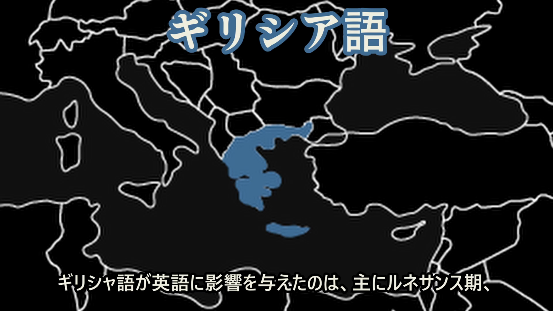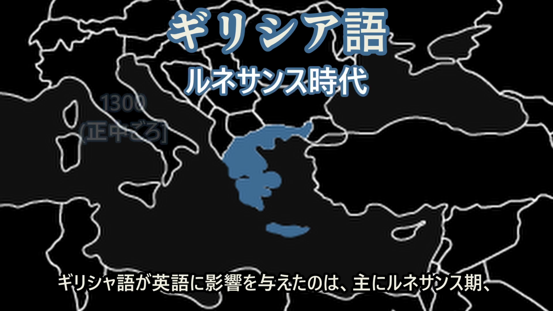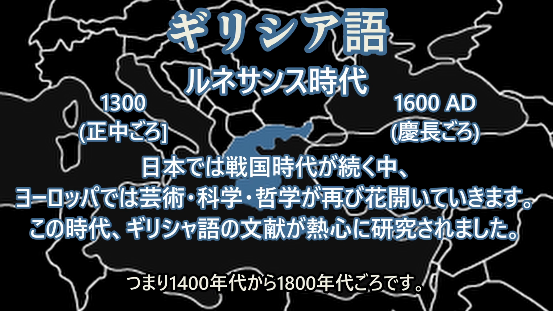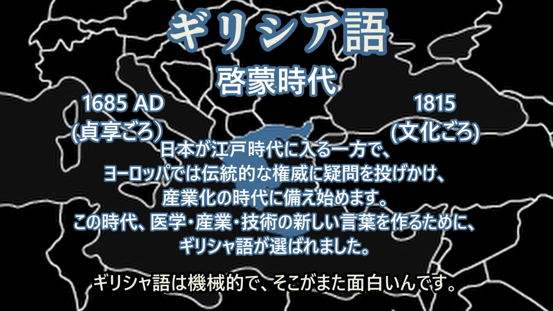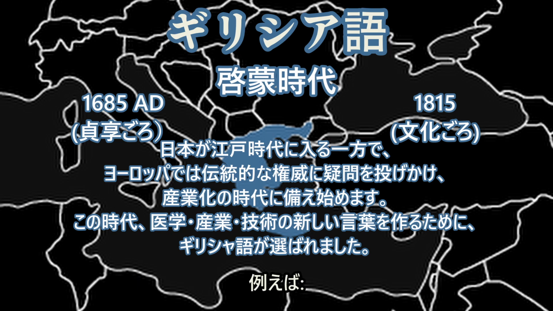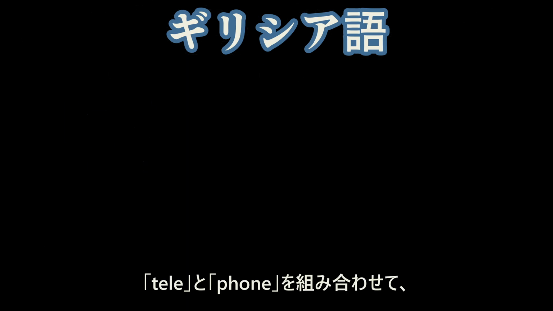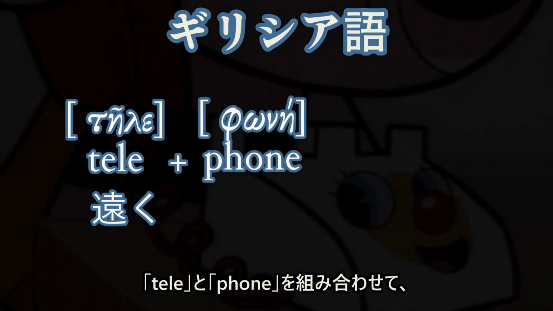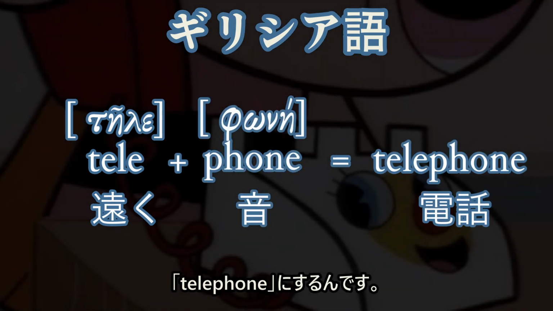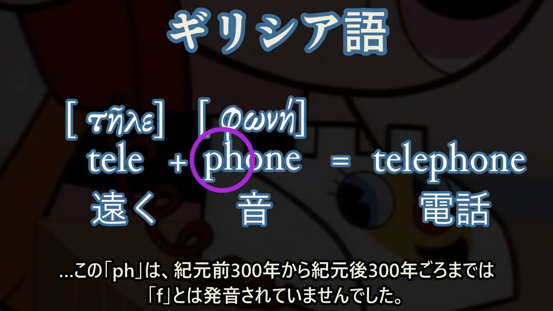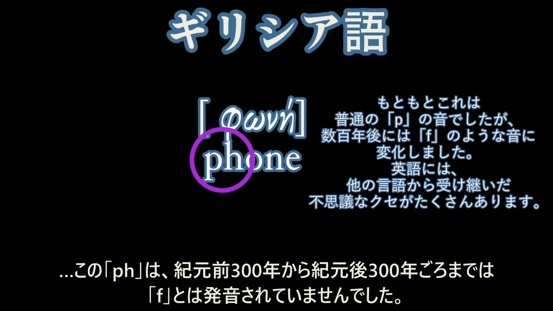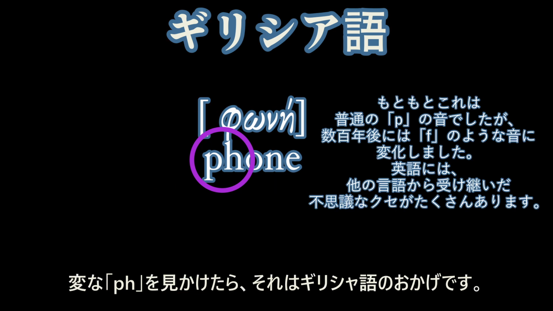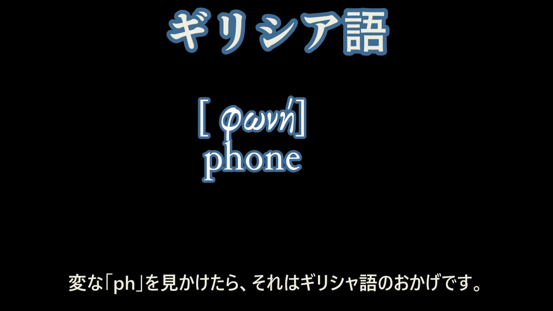Greek influenced English mainly during the Renaissance, but really throughout the 1400s to the 1800s. Greek is delightfully mechanical. For example, you take tele and phone to make telephone. This PH sound didn't sound like an F until around 300 BC to 300 AD. Whenever you see a funny PH, you can thank the Greeks.